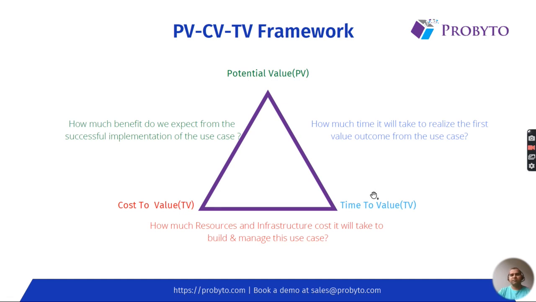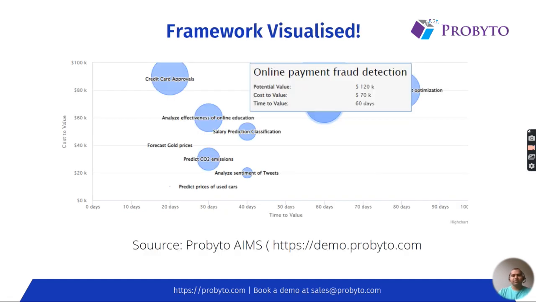So how does that framework come into play in real life? If you visualize this framework, on the y-axis we have cost to value, and on the x-axis we have time to value. This image has been taken from the demo portal from Probaito IAMS. If you plot all the ideas on this scale, you can see from a high-level view that the credit card approval use case, if we implement it, has definitely higher value than salary prediction classification.